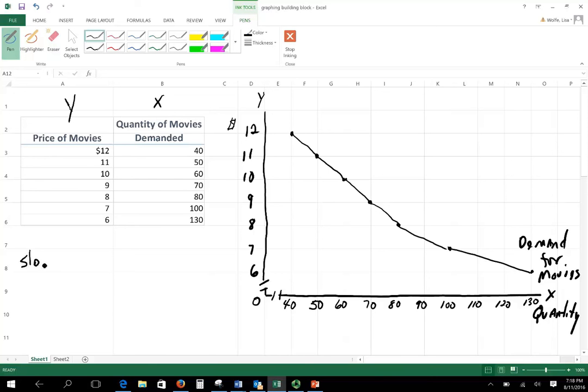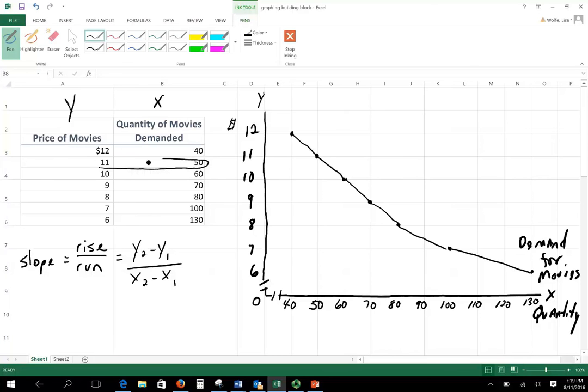To figure the slope of a line, take 2 points and find the rise and divide it by the run between the 2 points. We can figure this out using this formula. Let's figure the slope between these 2 points.